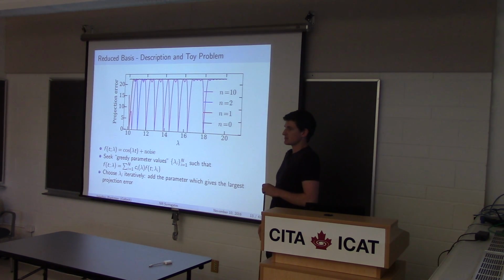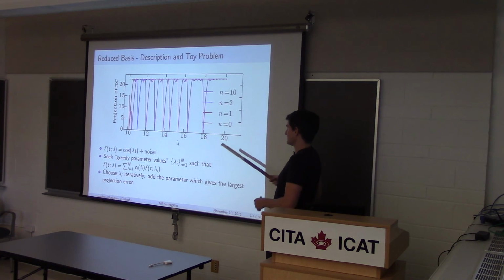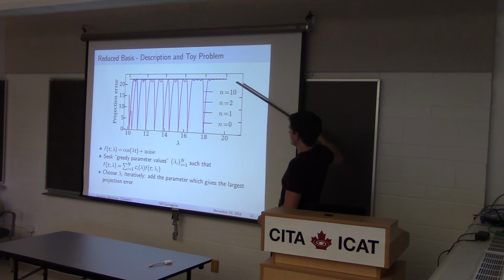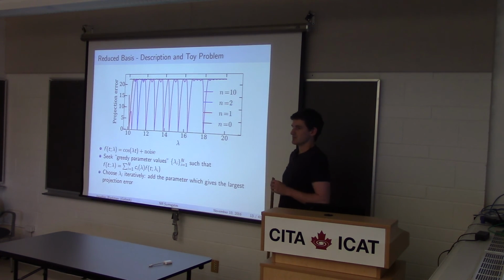So we use a greedy algorithm where we start out with no greedy parameter values. So this would be n equals 0. Here we're showing the projection error as a function of parameter space. So the black curve, n equals 0, has a very, very large projection error for all values of the parameter space, since currently our basis has size 0. Our projection errors are as large as they can be.